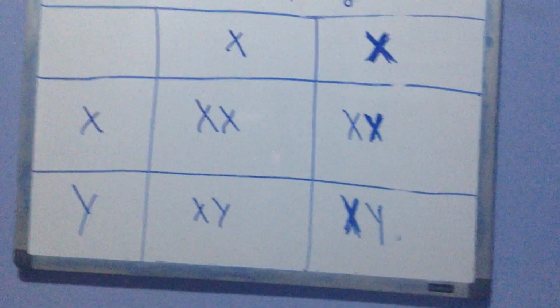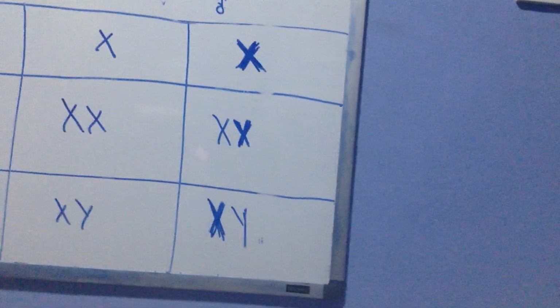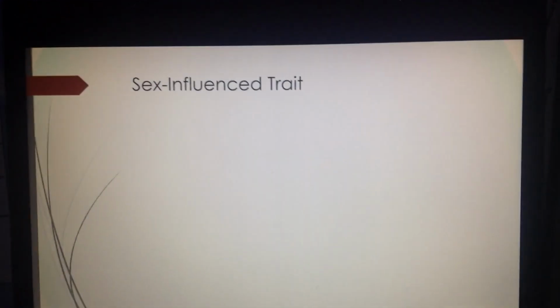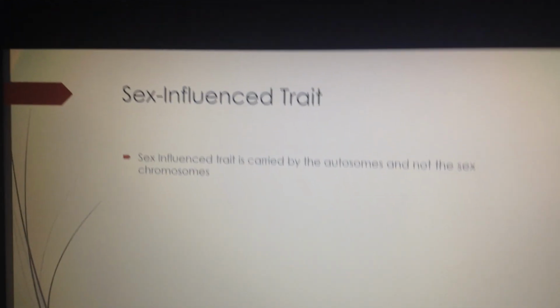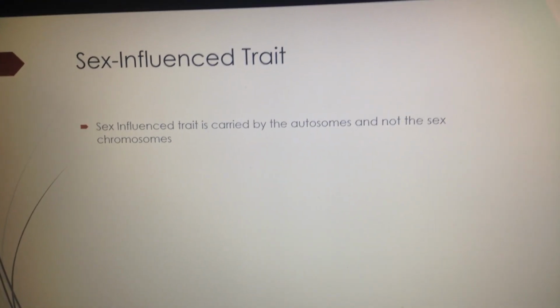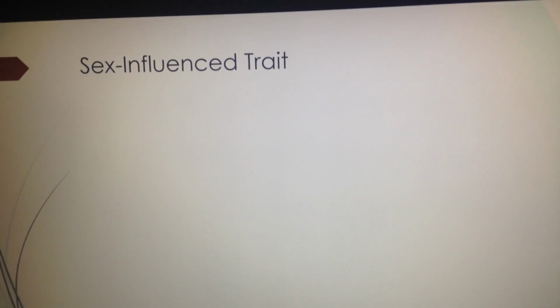Now, let's move on to sex-influenced traits. A sex-influenced trait is carried by the autosomes and not the sex chromosomes.